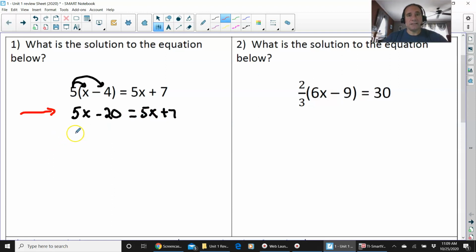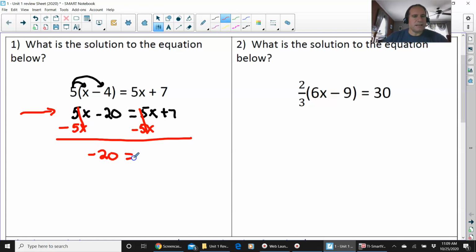Remember, get the x's together. So you're going to subtract 5x. Subtract 5x. They cancel. You get negative 20 does not equal 7. You do not have x in your solution. You have negative 20 does not equal 7. This is no solution.